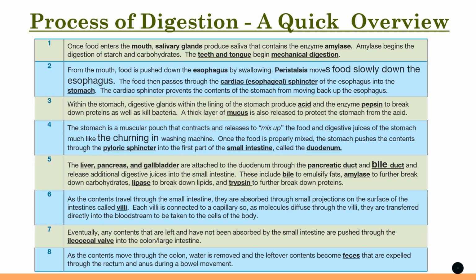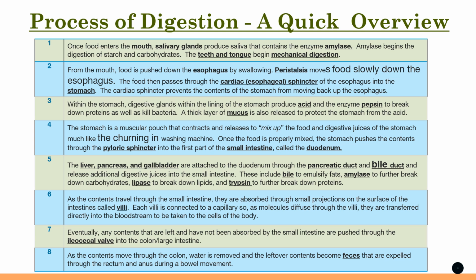Okay, so now that we've understood all this piece by piece, I want to end the lecture by just talking about this whole process of digestion from start to finish. So, once food enters the mouth, the salivary glands are going to produce saliva that's going to contain the enzyme amylase. Amylase is going to begin the digestion of starch and carbohydrates, and the teeth and the tongue are going to begin mechanical digestion.